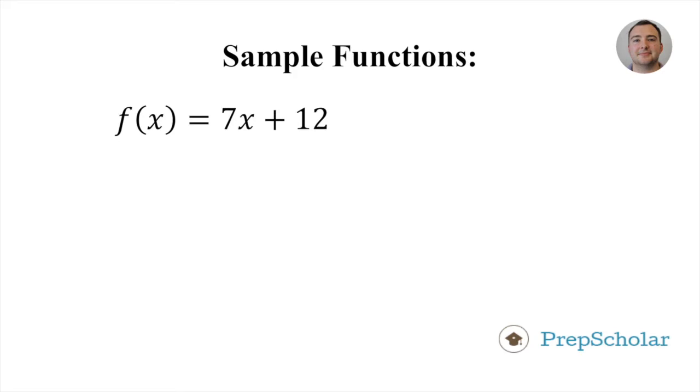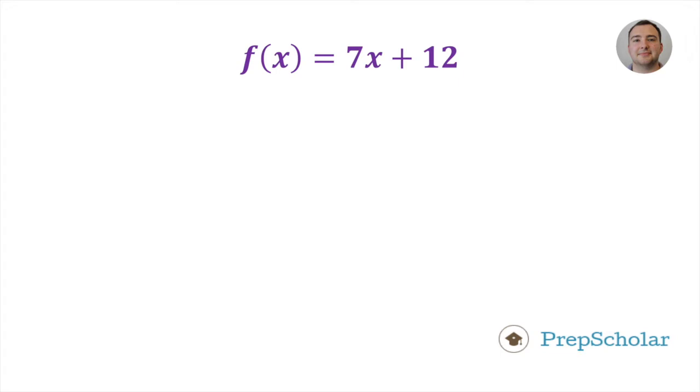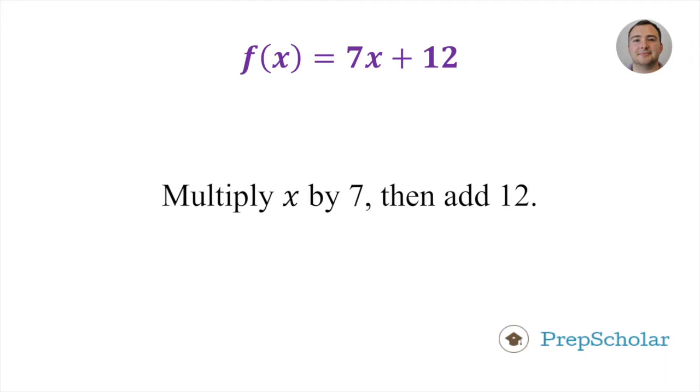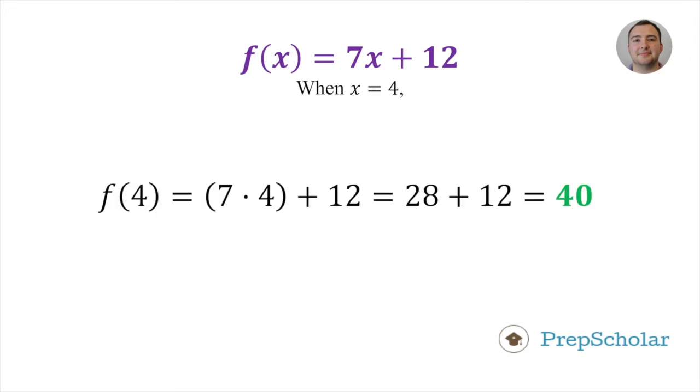Let's take a look at some sample functions. f(x) = 7x + 12, g(x) = x/3 - 4, and h(x) = x³ - x are all perfectly valid functions. Let's take a closer look at each of these functions. Our first function is telling us that to find f(x), we need to multiply x by 7 and then add 12. For example, if x = 4, f(x) is equal to 7 times 4 plus 12, which is 28 plus 12, or 40.